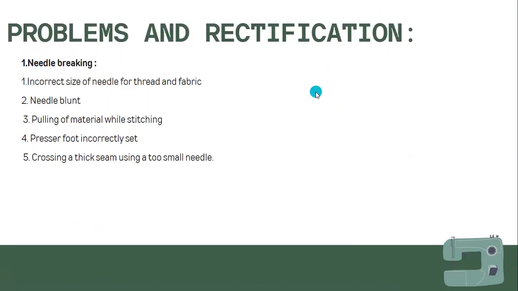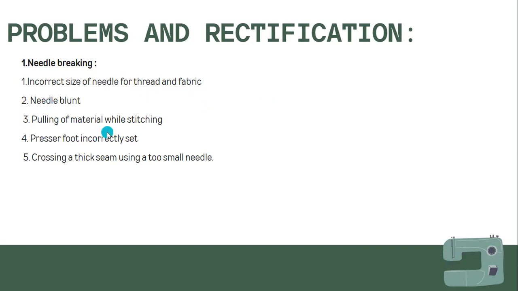Now the next is needle breaking. This is a very common problem, that is, a needle breaks when you are stitching. It could be because the needle is not sharp, like when you have a strong cloth, and at that time the needle can break. Then there is incorrect size of the needle for thread and fabric. For certain times, like for stitching jeans, etc., you need a bigger needle, as normal needles can't be used. Such things.